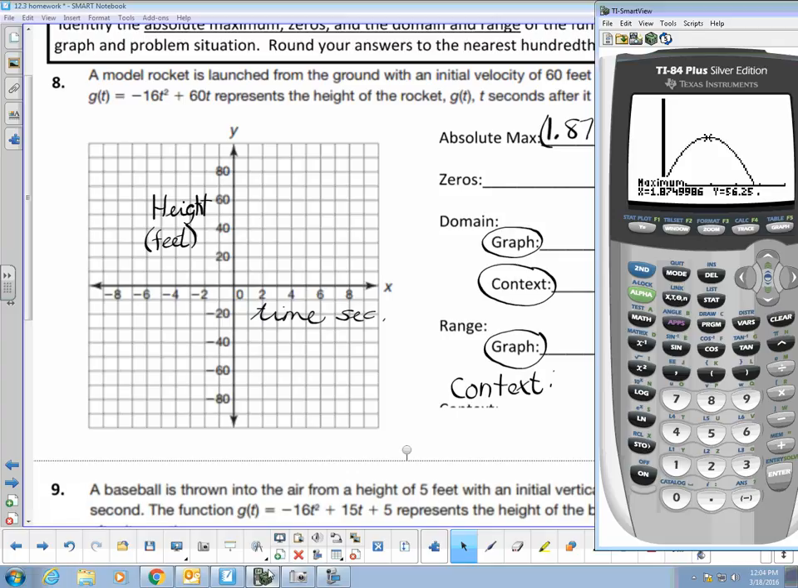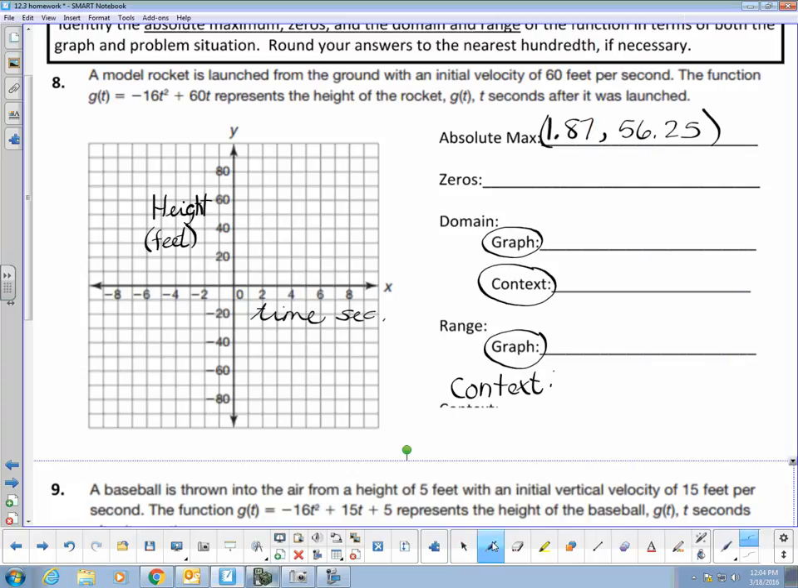Now let's go ahead and draw a nice graph on our graph to represent the path of this model rocket. So to do that, I want to take a look at my table. I want to make sure that my table is set up correctly. So I'm going to start at 0, and I'm going to have my table just go up by 1s. It's probably the best way to use the table for graphing purposes.